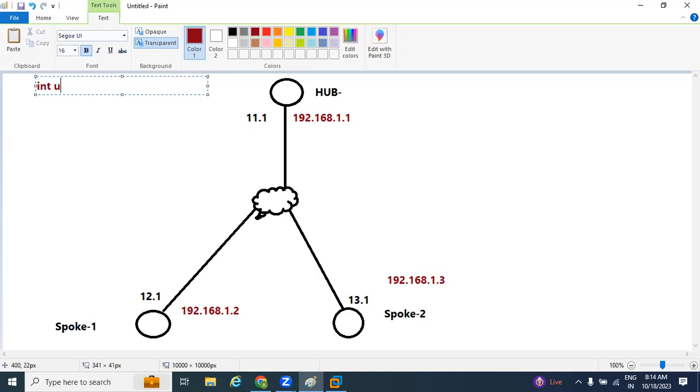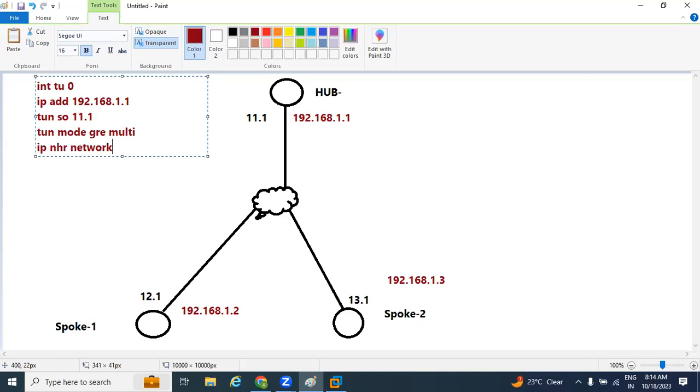Interface tunnel 0. IP address 192.160.1.1. Tunnel source 11.1. If I mention a tunnel destination, then it would become point-to-point, but I need multipoint. So for that, I need to enable tunnel mode GRE multipoint. The moment you have enabled multipoint, you have to enable NHRP, IP NHRP network ID 10. Up to here it's the same.